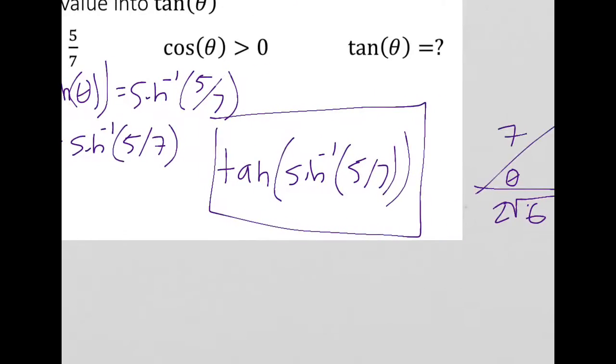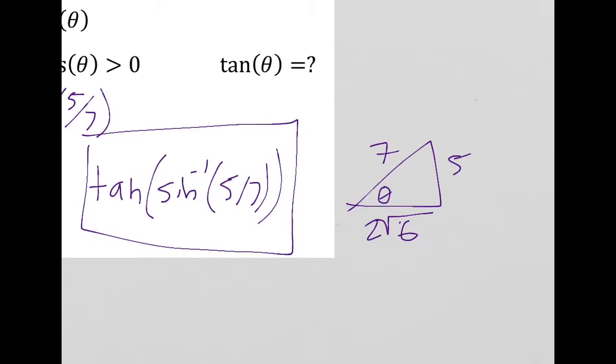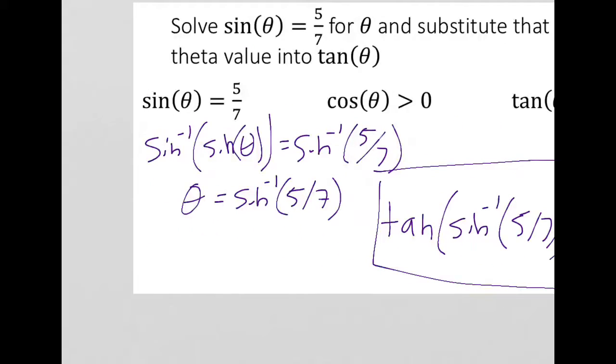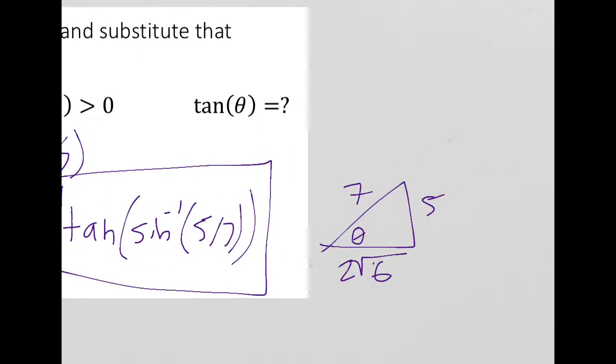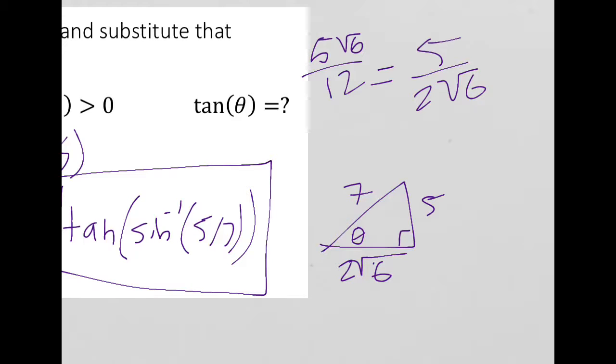And then we would say, think about literally what we're saying. We're saying that that sine inverse of 5 over 7 is that theta value. We solved it right there. Algebra says that's true. And we want to know what's the tangent of that angle. Well, the tangent of that angle is going to come from this right triangle. And so we're going to get the opposite side over the adjacent side, which again would rationalize to what we've already found, 5 root 6 over 12.